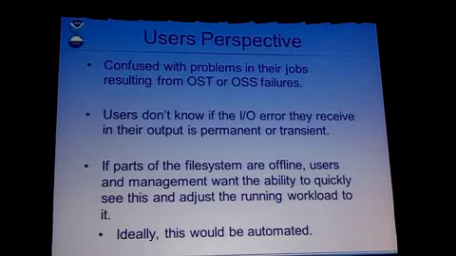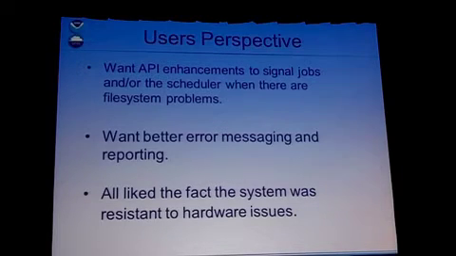Both from the user side and the management side, the parts of this file system are offline. Users and management want to be able to quickly adjust for this and stop jobs that were going to get affected. Hold all the jobs that are going to read from that region that's offline, and ideally, obviously, this would be automated. So what they actually asked for was enhancements to either signal jobs or a scheduler or a command line tool or something that they could put in their job script when there were file system problems so that they can actually react to them.